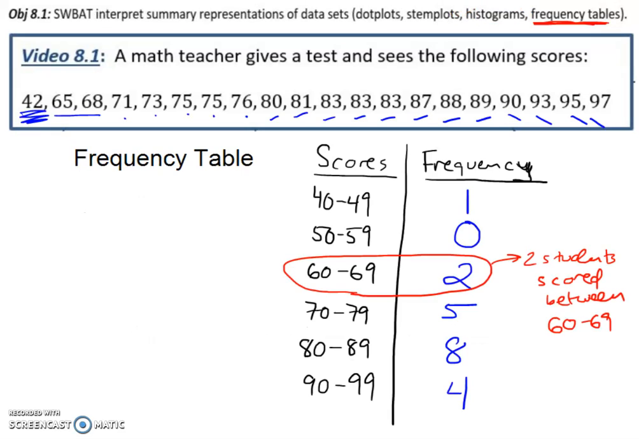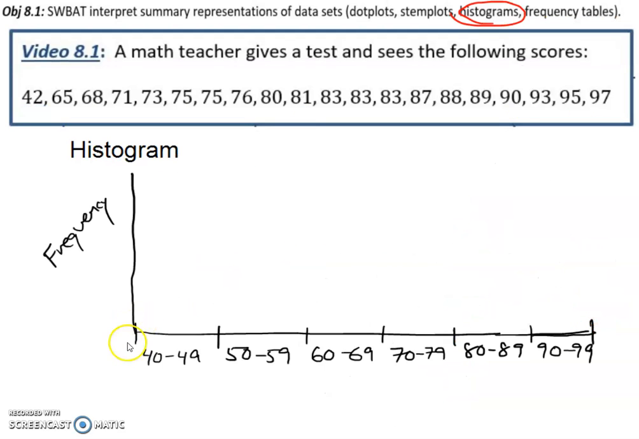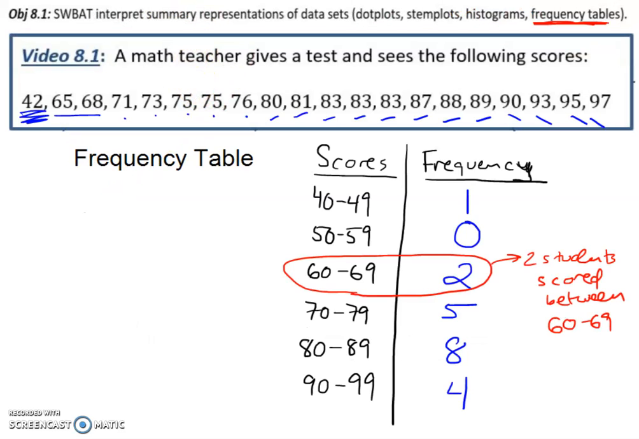And I'm going to go back to my frequency table, and I noticed that from 40 to 49, there was only one. In fact, in any particular group, the highest I went to was 8. So on my frequency axis, I'm going to make 1, 2, 3, 4, 5, 6, 7, 8. That's the highest it goes. And then I'm going to use the numbers from this.